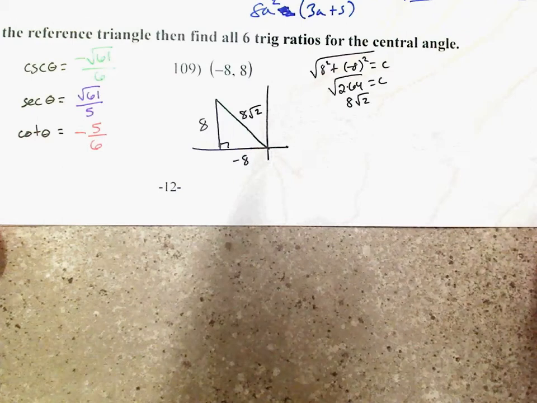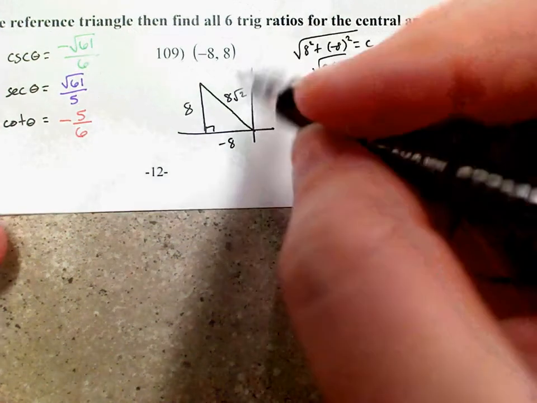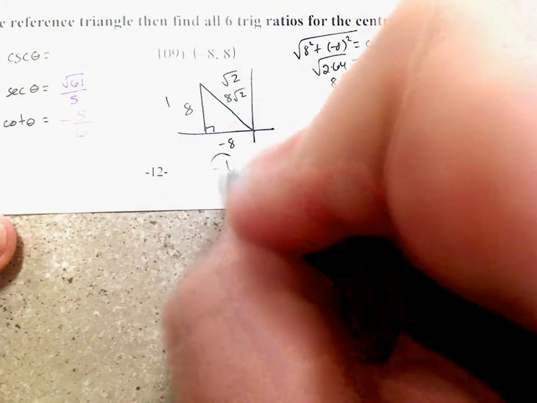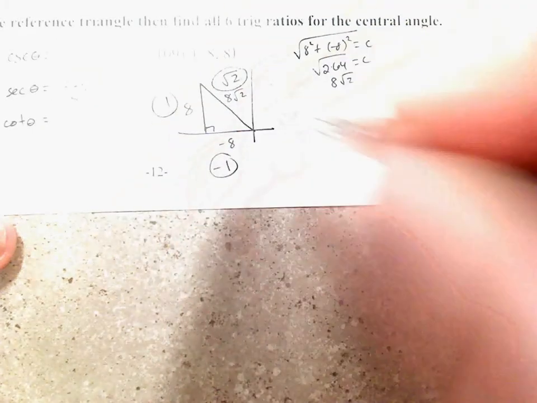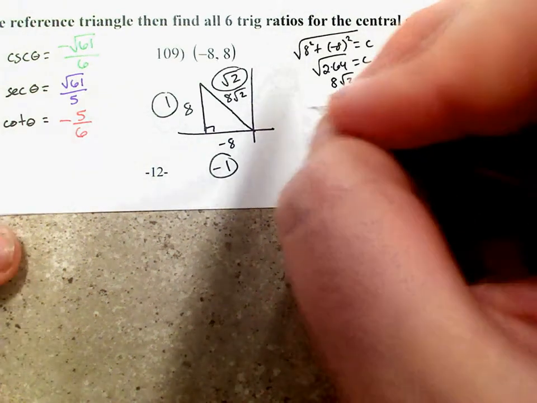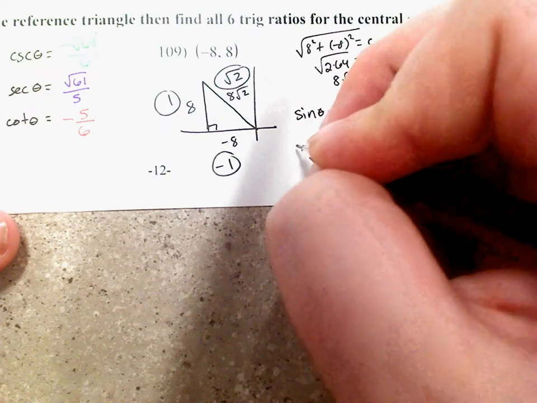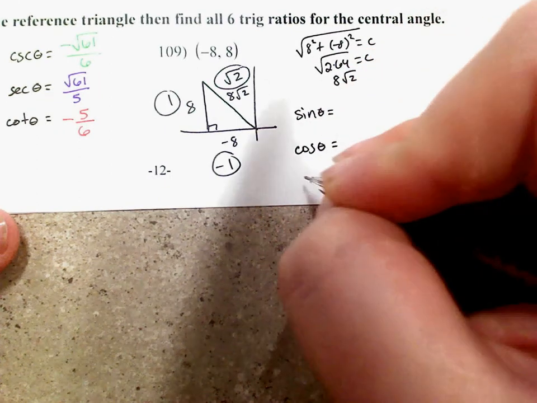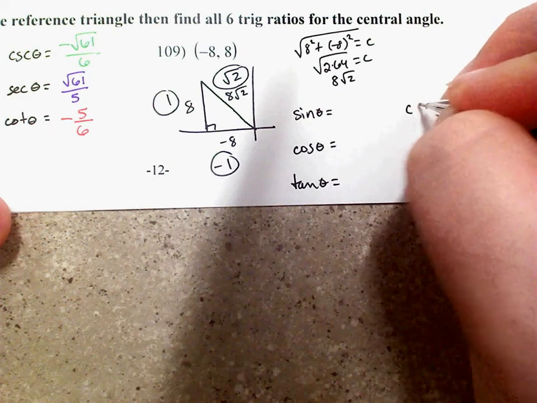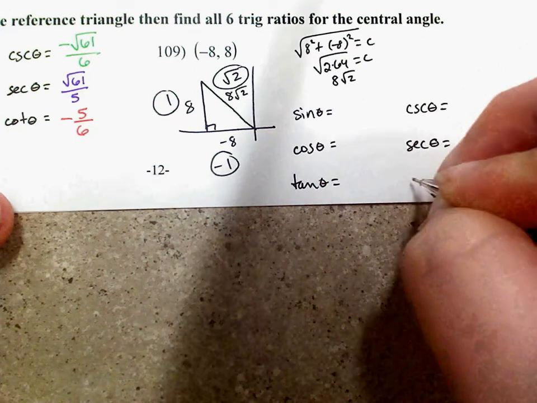Now, that being said, when I start doing all these ratios, you're going to find out that all the 8s are going to simplify out, so I might as well just have the square root of 2, 1, and negative 1. I'm going to use the 8s, but if you notice that you have a common factor, then you could just divide it all out. So sine of theta, cosine of theta, tangent of theta, cosecant, secant, and cotangent.